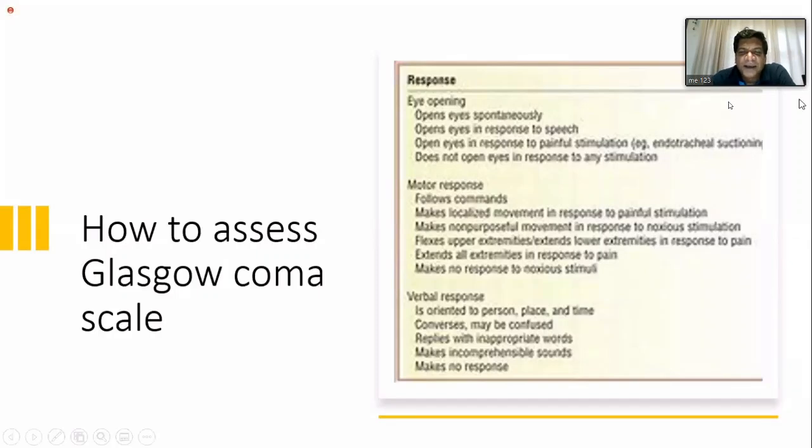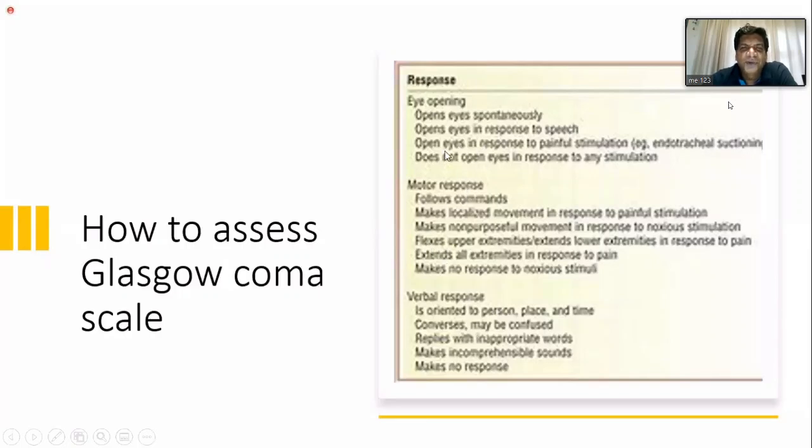And then he makes some words, but the words are inappropriate. That is 3. And then he makes noises, but they are not words. Then you call it 2. If there is no response, you call it 1. So for each component, you give a mark. Say it is 4 here, it is 5 here, this is 3 here, then it is 12.